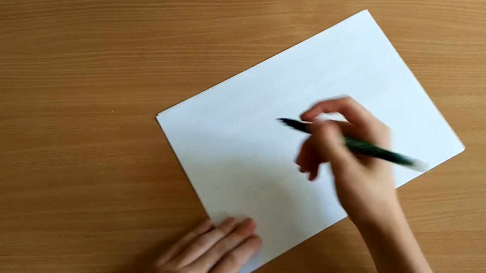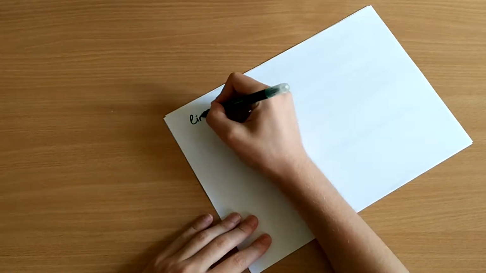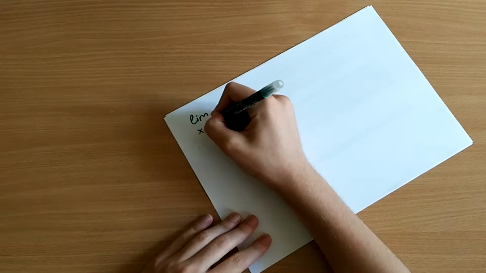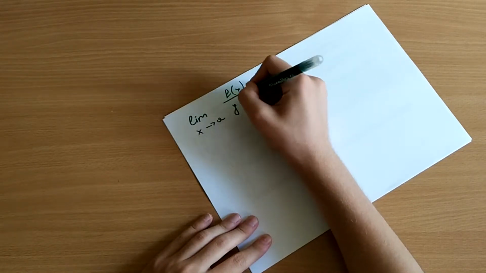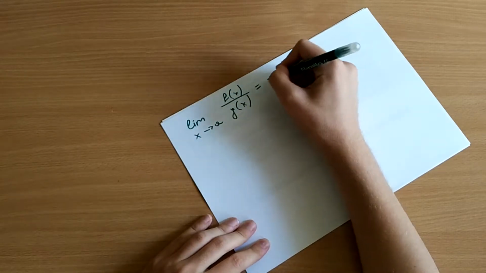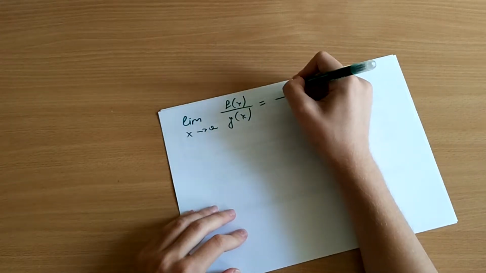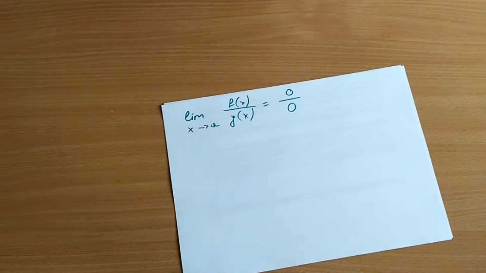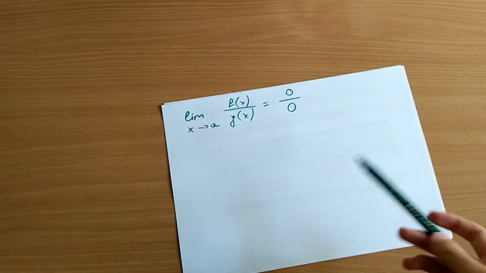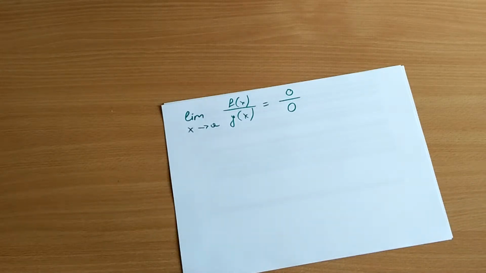So first of all, L'Hopital's rule can be used in two cases. For instance, we have a limit as x approaches a of f of x over g of x, and if we get the intermediate form 0 over 0, then we can use L'Hopital's rule here in order to get a proper number for the limit.